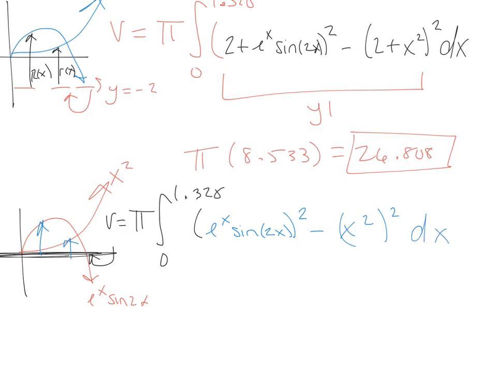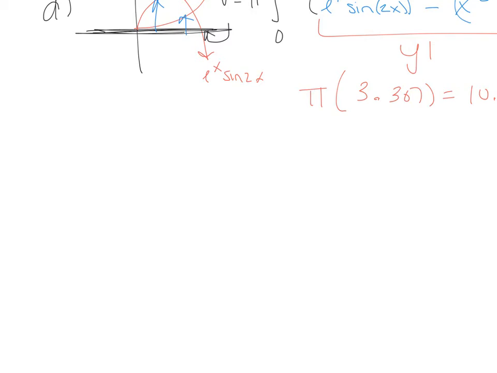dx. I'm going to plug this into y1, and then I am going to multiply that output by pi. So second calc 7 from 0 to 1.328 when this is put into y1, and it's going to be pi times 3.307, and when you do that you get 10.391.